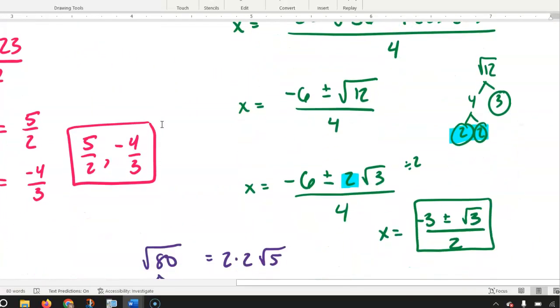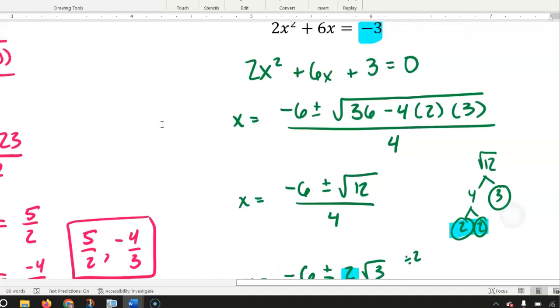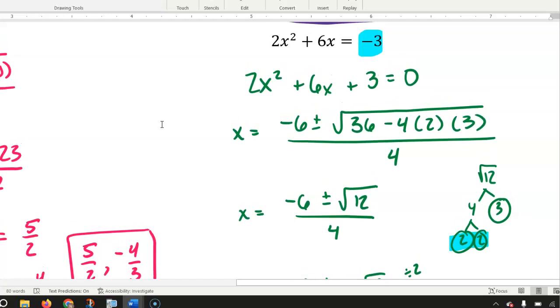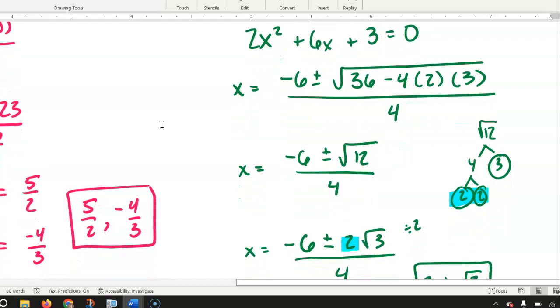All right, so let's look at this one. You should get negative 3 plus or minus the square root of 3 over 2. How do we get that? Well, our first step, again, we want to get it equal to 0, so we add 3 to both sides. And once we get that equal to 0, then we can set up the quadratic formula.